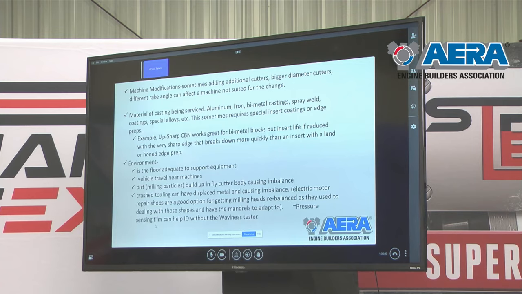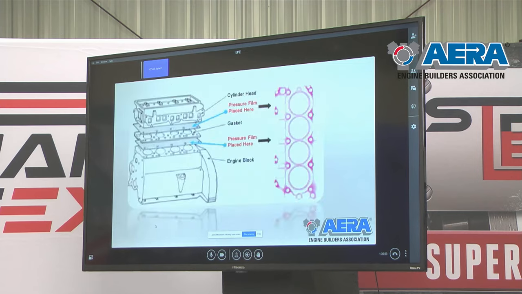Another thing that you can do in your shop is pressure sensing films that can help with determining how truly flat your surface finishes are. Fuji impression paper is probably the most common material now. Back in the day, Dana had in every Napa store across the country, you could buy carbonless impression paper and sheets, put that between your block and head, and you could see what your surface finishes look like.